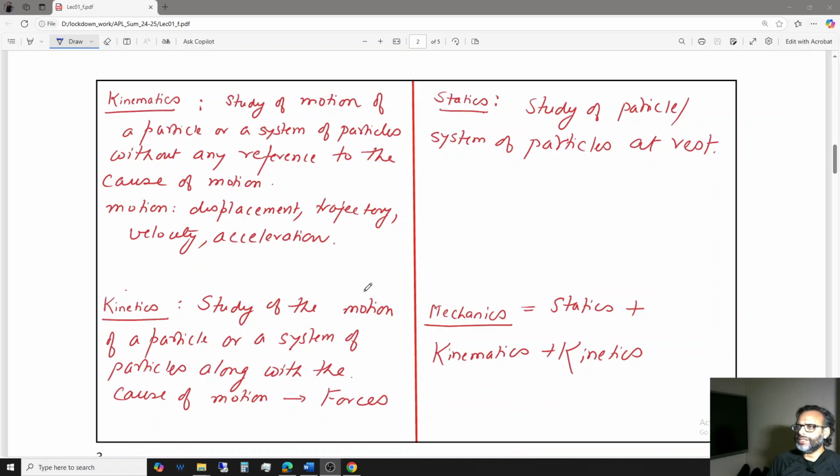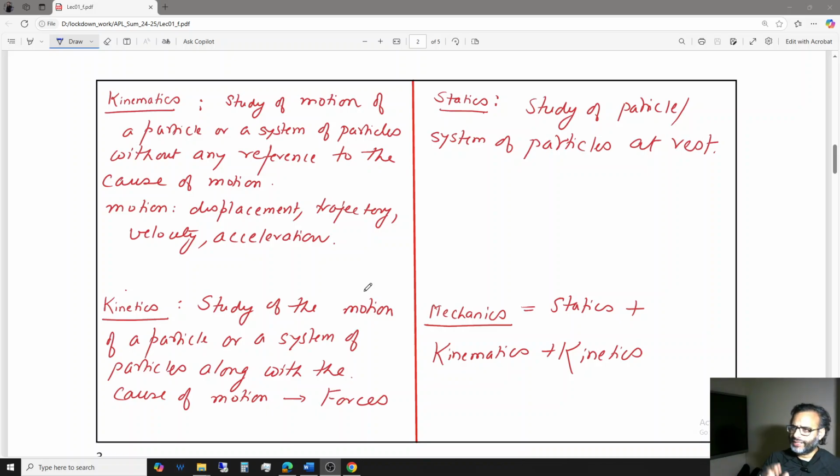Kinematics. Kinematics is the study of motion of a particle or a system of particles without any reference to the cause of motion. So when I say motion of a particle or system of particles, what I mean is studying displacement of a particle, trajectory of a particle. Trajectory means path followed by a particle. We also talk about velocity and acceleration of particles. So all this study without worrying about the forces that cause the motion is called kinematics.